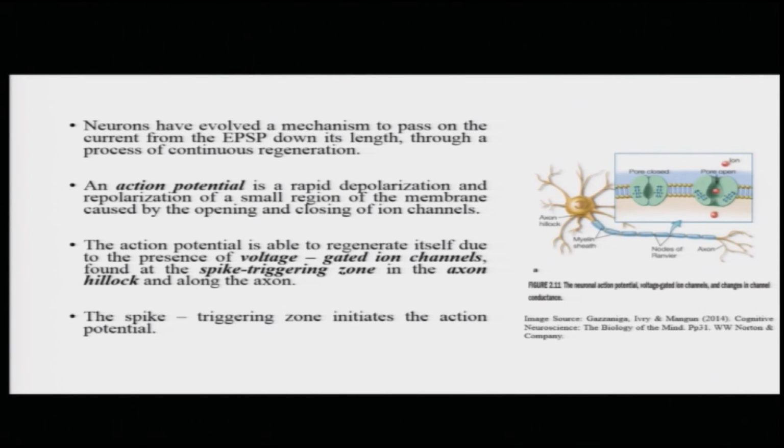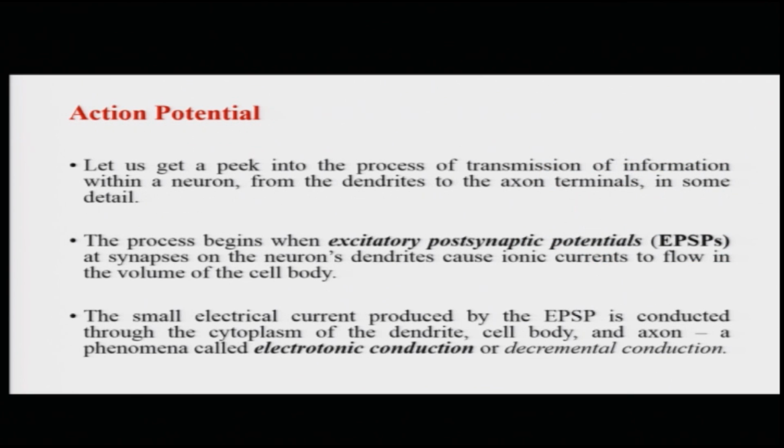This phenomenon is referred to as electrotonic conduction or decremental conduction, because once the current is received at the dendrites of this neuron, it gradually reduces by the time it reaches the axon terminal. Now, in order to propagate this potential further to other neurons, neurons have evolved a mechanism that allows them to pass on this current from the EPSP down its length through a process of continuous regeneration. As I just mentioned, because of electrotonic conduction, this current is decremental in nature. It will keep reducing over time and over the length of the neuron.